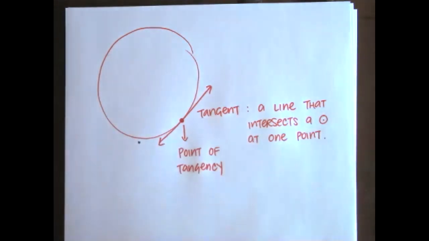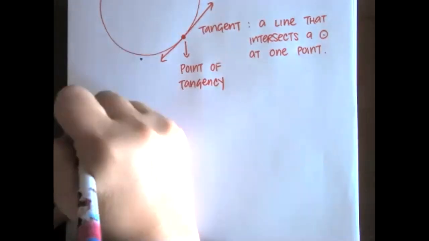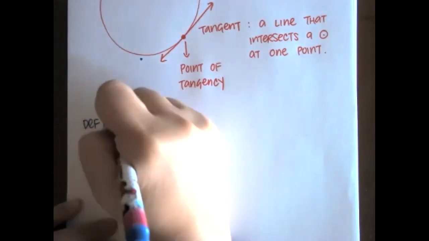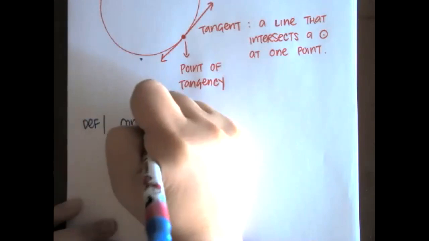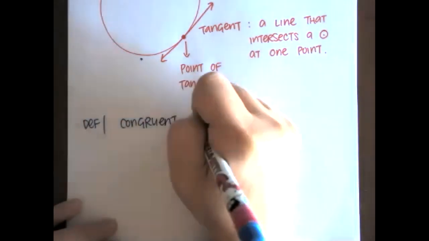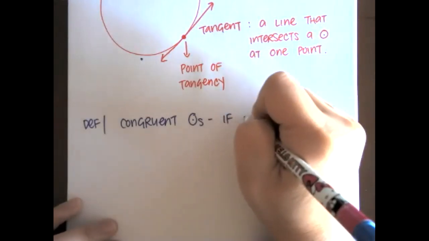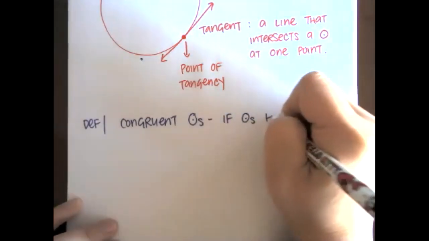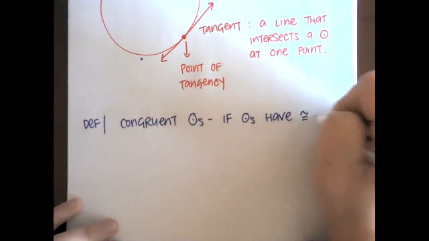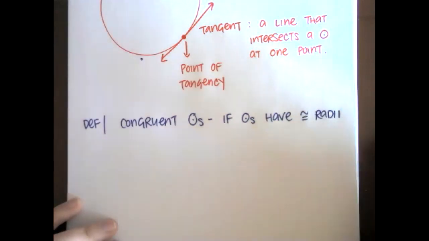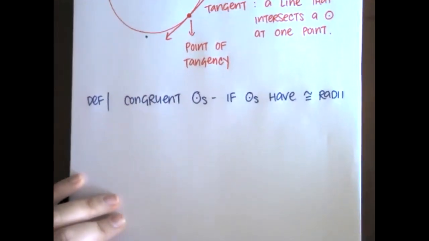Okay, some more vocabulary. Congruent circles. You could probably guess what that means. This is if the circles have congruent radii. That's how you will know if the circles are congruent.